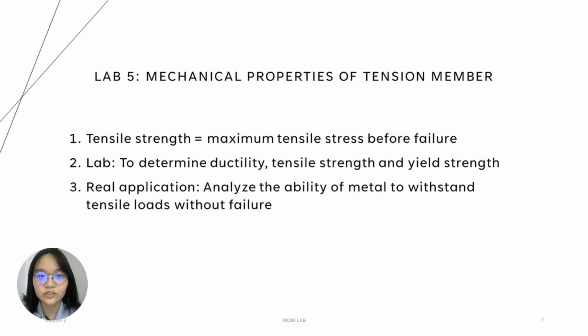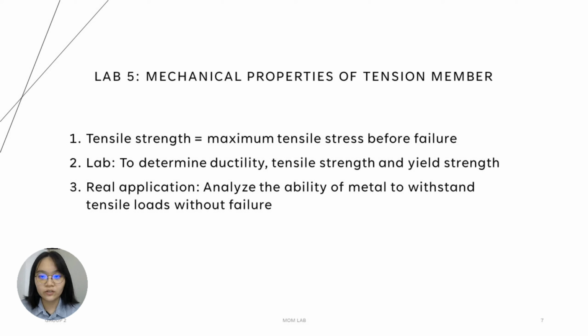Hello, I'm Doris Chang with metric number AF210093. I'm responsible for Lab 5, which is mechanical properties of tension member. Tensile strength means the maximum stress a material can endure before failure. The main purpose of conducting the tensile test is to determine the ductility, tensile strength, and yield strength of structural members under uniaxial tensile stresses. The test shows the amount of elongation of the structural members until it breaks.